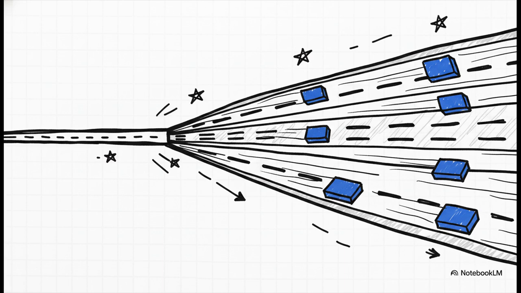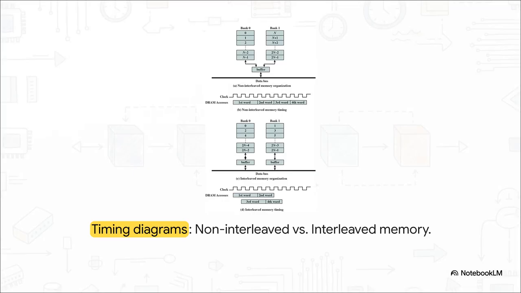Enter interleaved memory, the express lane. You can really see the difference when you look at these timing diagrams. Up on top, you've got the non-interleaved timing. Notice how the first, second, third, and fourth words just strictly follow one another, clock cycle after clock cycle. It's a straight, linear sequence.